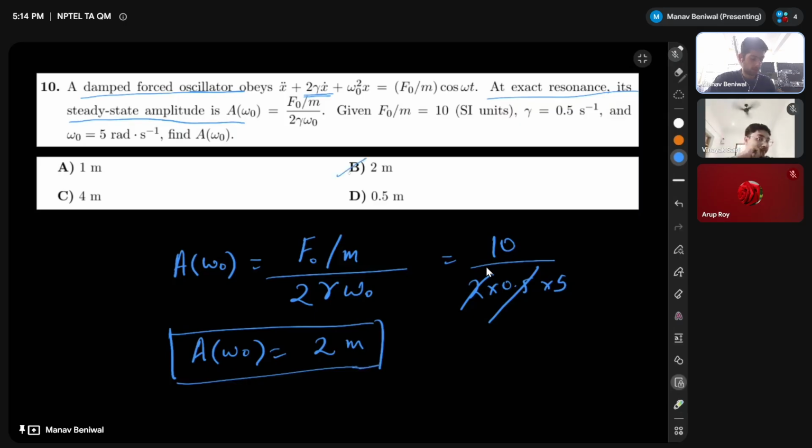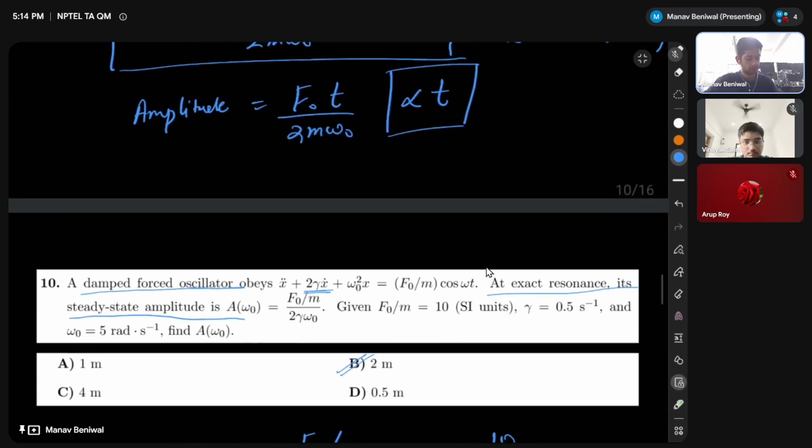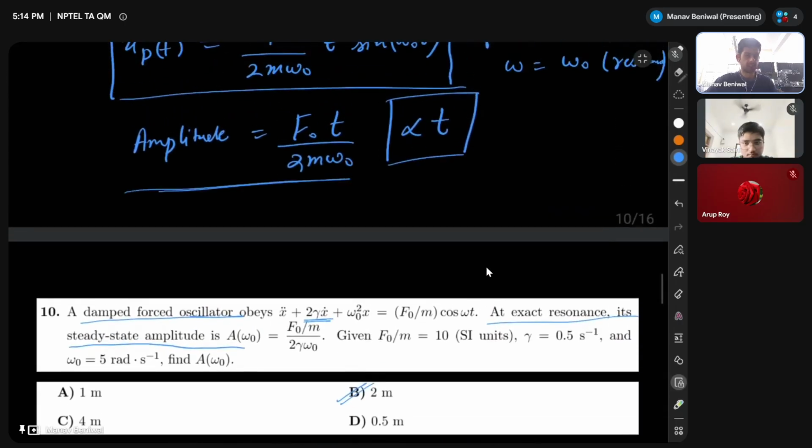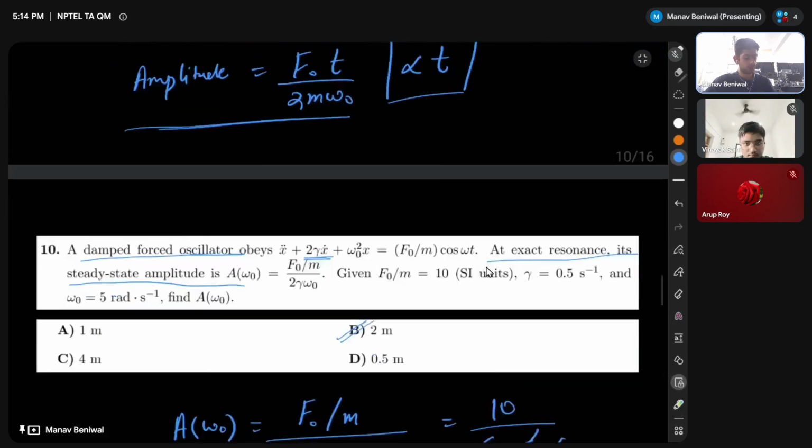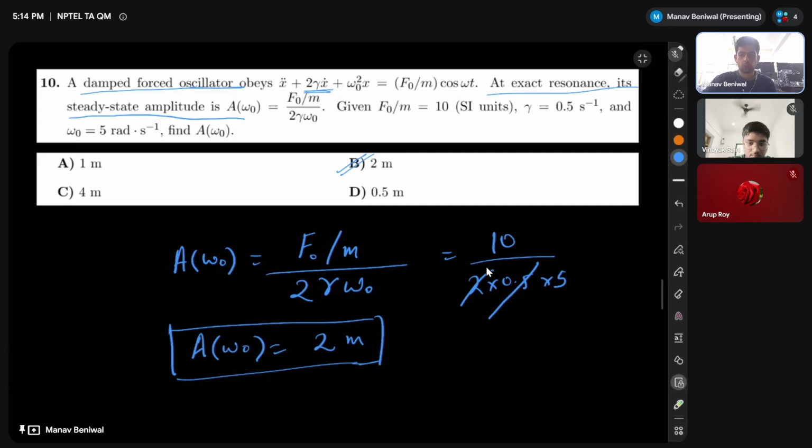Okay, so we get 2 meters as the amplitude. Here, if you notice, this is also a case of resonance, but the point is when we didn't have any damping term, the amplitude was ever increasing with time. But as soon as you add a damping term to the case of the resonant oscillator, there is no time dependence in the steady state, right? And the amplitude just becomes constant after some time.